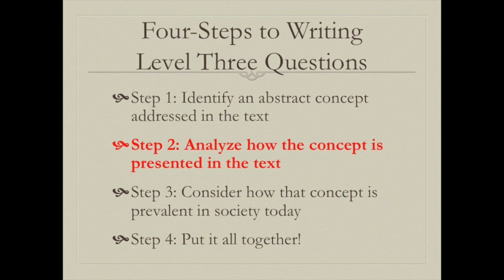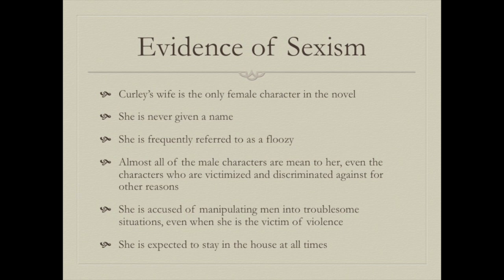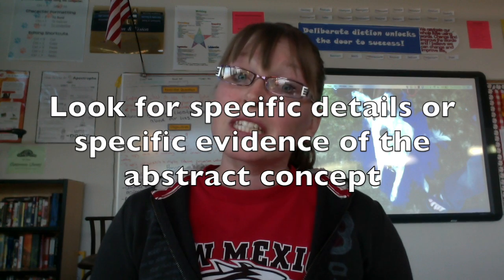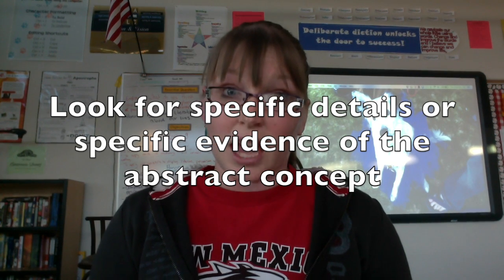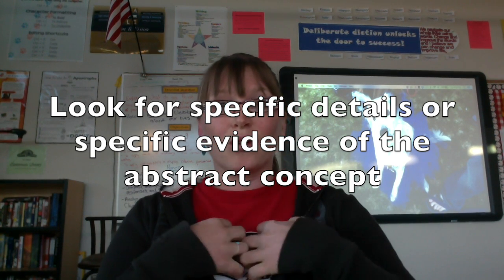So step 2 for writing a strong level 3 question would be to analyze how that abstract concept is presented in the text. So you've figured out sexism is something that's prevalent in this text because Curly's wife is never given a name and everyone keeps calling her a floozy. So now I have to look for specific details, specific evidence about how the concept of sexism is presented. Now, if I've figured out that sexism is important in the text, this part shouldn't be that hard because I've already found a couple of examples.